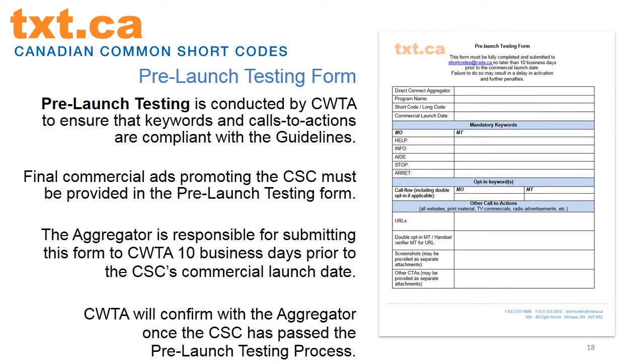Pre-launch testing is conducted by CWTA to ensure that keywords and calls to action are compliant with the guidelines. Final commercial ads promoting the common shortcode must be provided in the pre-launch testing form. The aggregator is responsible for submitting this form to CWTA 10 business days prior to the common shortcode's commercial launch date. CWTA will confirm with the aggregator once the common shortcode has passed the pre-launch testing process.